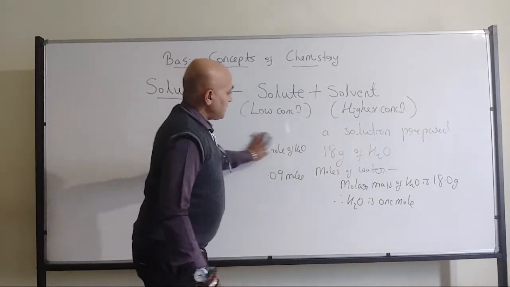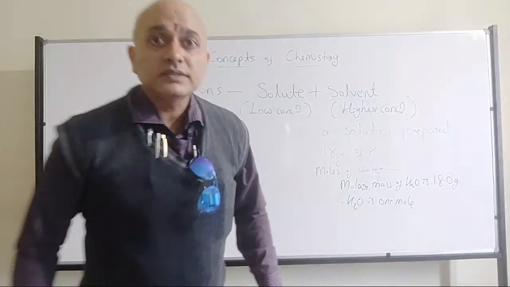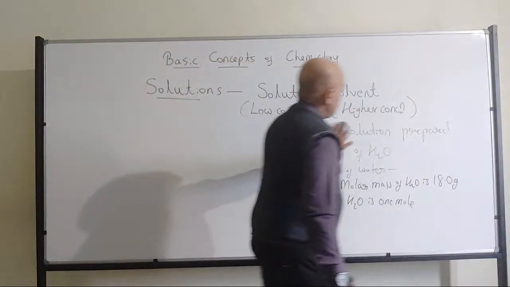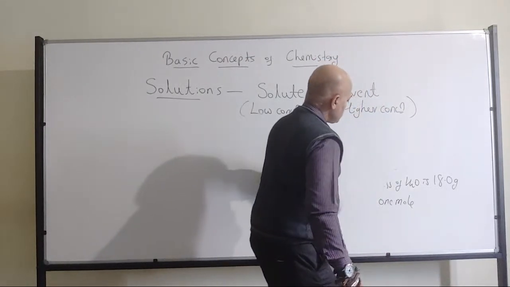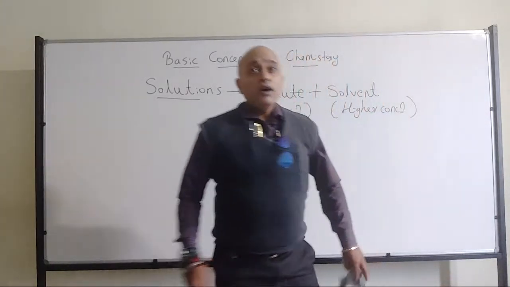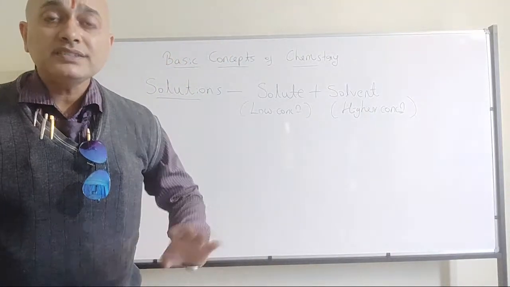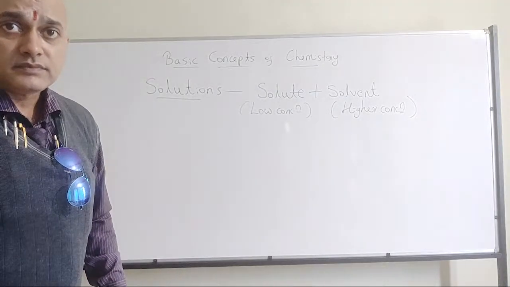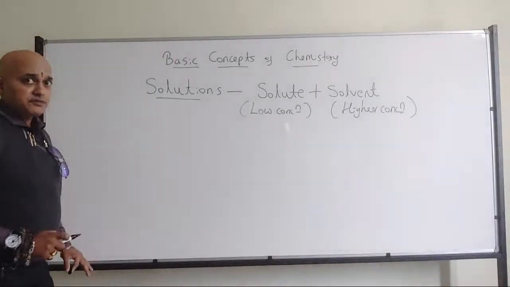So that's how we should calculate the mole fraction of a given solute in a given solvent. To answer this, we should know molar mass. To calculate the molar mass, we should know the atomic mass of those elements. Then we should know how to find the number of moles. Mole is equal to given mass divided by molar mass. So that's what we have done.